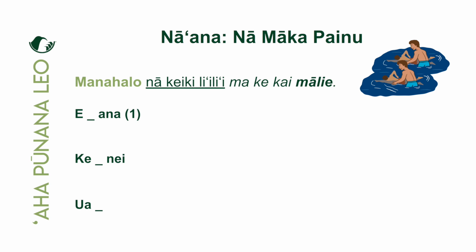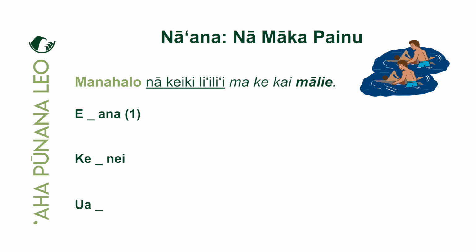Ai na keiki li'i li'i, the little kids or the little children. And where is this action taking place? Ma ke kai, what kind of kai? Ke kai malie. Maikai. All right, so that is our pepeke kumu. There's no tense involved. We're just saying that manahalo na keiki li'i li'i ma ke kai malie. These keiki li'i li'i, these little children, manahalo and learn how to swim at the calm sea.